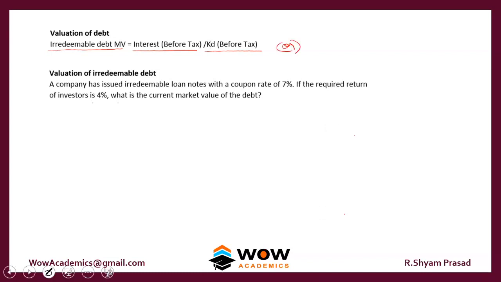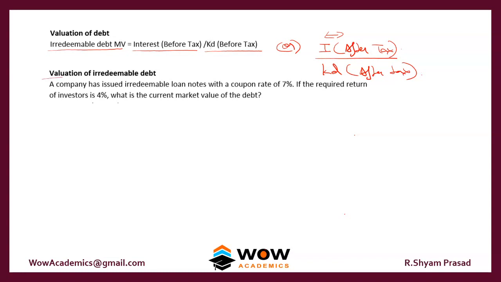or else you can also work it like this. If it's going to be interest after tax, then your KD should also be after tax. It is not that we are multiplying the numbers. The numerator and the denominator should be the same. If the numerator is after tax, the denominator should also be after tax. If the numerator is before tax, the denominator should be before tax. Don't mix and match, then you won't get the answer.